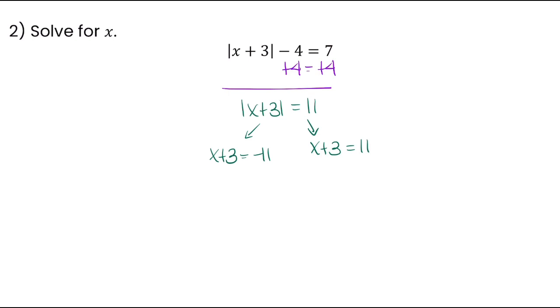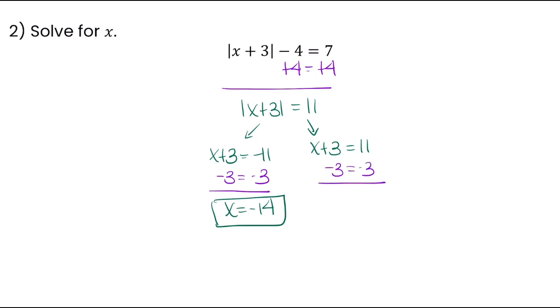I'm going to subtract 3 from both sides. And when I subtract 3 from both sides, we get x equals negative 14. Over here, we need to subtract 3 from both sides. And when I do that, I get x equals 8.